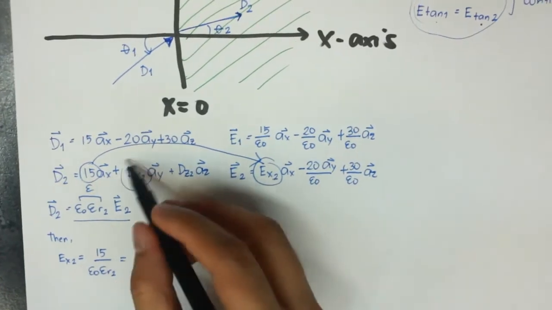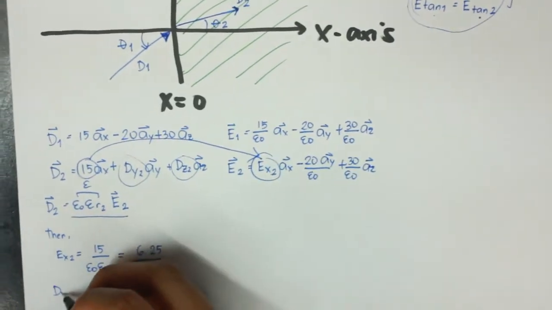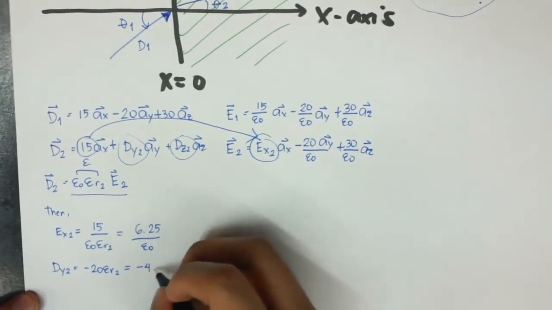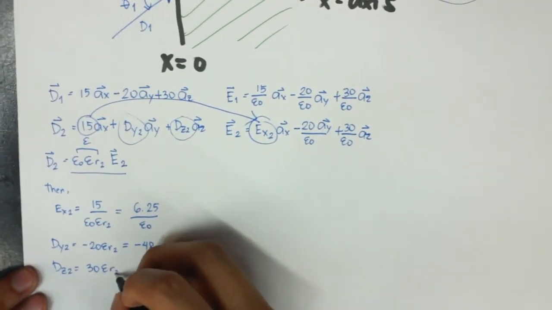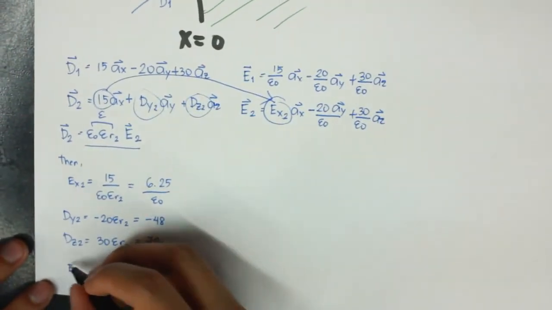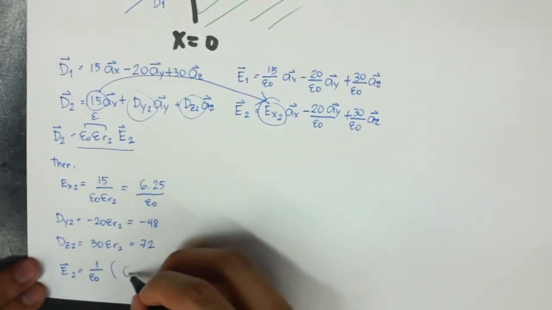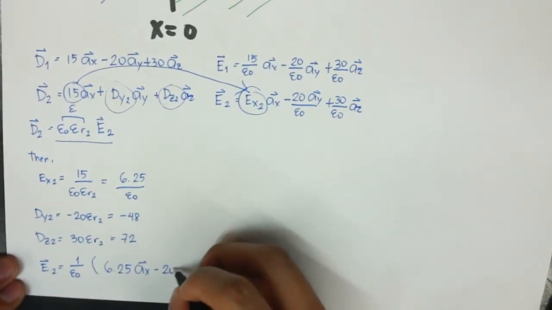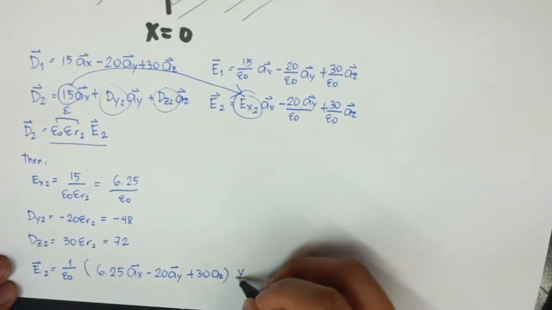And also, pwede natin ma-determine itong dy2 and dz2 since may value sila dito. So, dy2 equals negative 20 er2. That's negative 48, and yung dz2 ay 30 epsilon r2, which is 72. Therefore, we have a final expression for the electric field at region 2. So, 1 over epsilon naught, 6.25, na-compute natin kanina, ax hat minus 20 ay hat plus 30 az hat. So that's volts per meter.